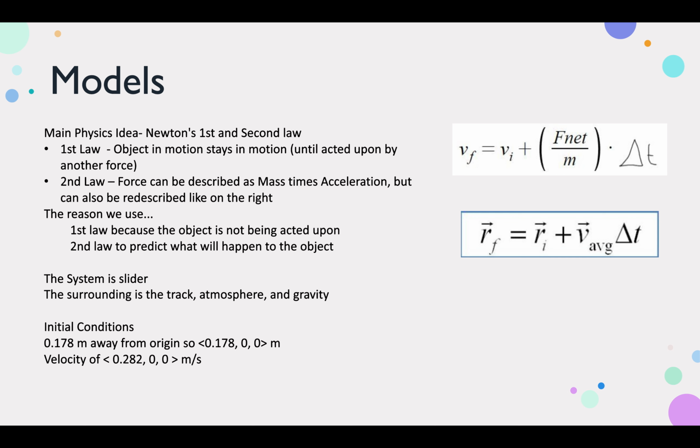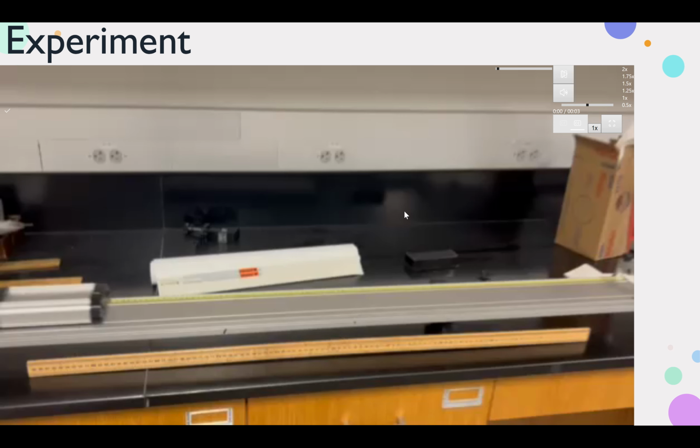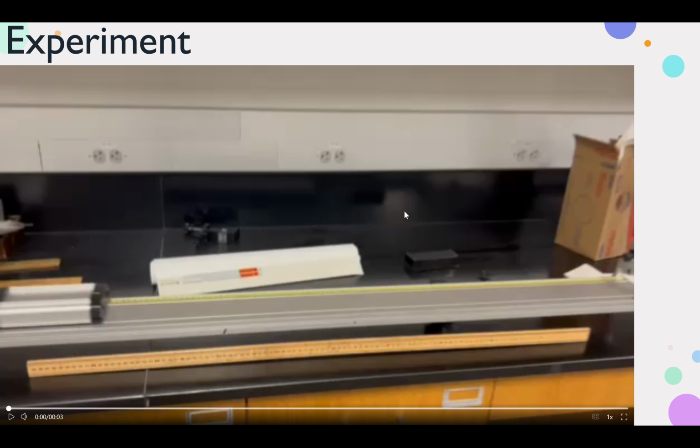The initial conditions for this experiment is that the system will start 0.178 meters away from the origin, so that vector, and the velocity will be 0.282 meters a second, so that vector. And this is a video of the experiment.